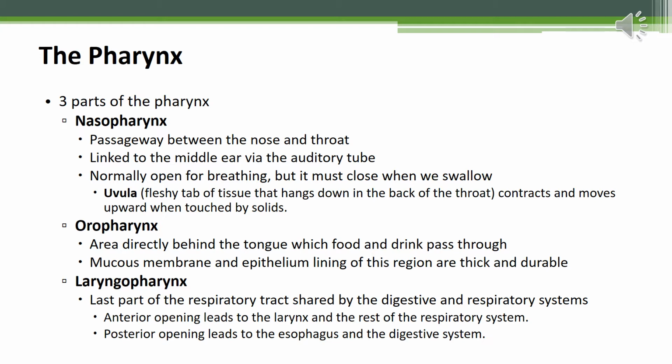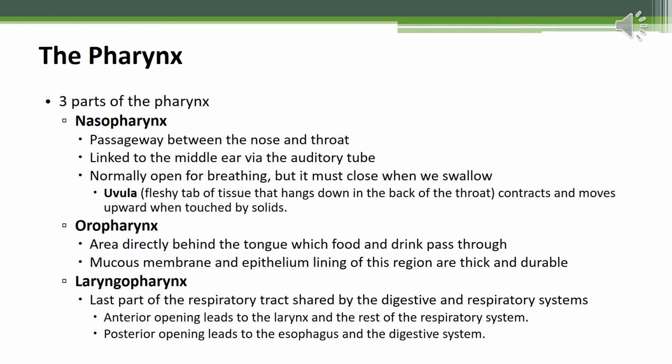And the uvula, which is a fleshy tab of tissue that hangs down in the back of the throat, acts as a kind of door between the nose and throat. And this contracts and moves upward to close the passageway when it's touched by solids, such as when we're eating. Then there's the oropharynx, which is the area directly behind the tongue through which food and drink pass. And this part of the pharynx has a mucous membrane and epithelial lining which are very thick and durable to allow for all the abuse they end up taking when we swallow.